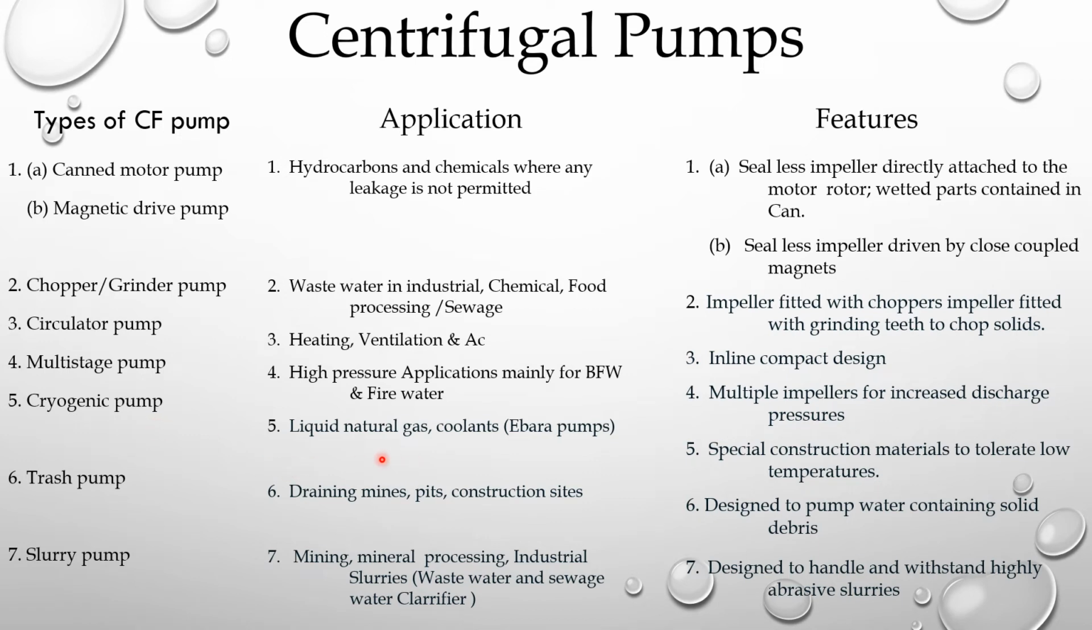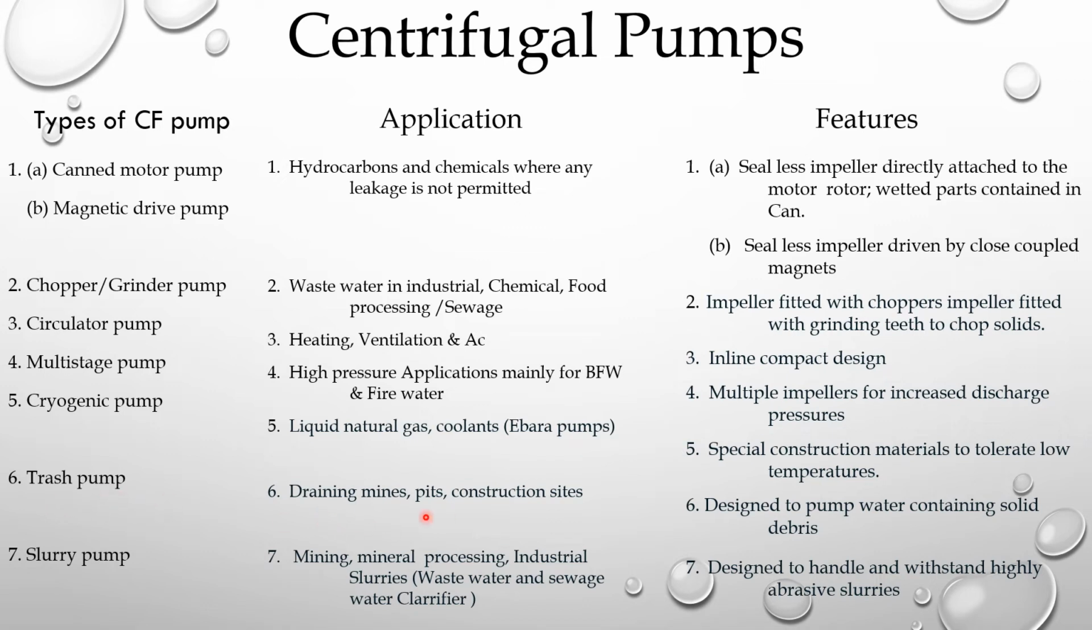Then the cryogenic pump, for liquid natural gas and coolants. A barrel type centrifugal pump is used for this cryogenic service. It has special construction materials to tolerate the low temperature. Liquid natural gas temperature will be around minus 163 degrees centigrade, and a coolant like MEG or MPG is used for regasification plants, which also use this type of cryogenic pump. And liquid nitrogen handling also uses this type of pump only. This liquid natural gas pump has special material to tolerate the temperature.